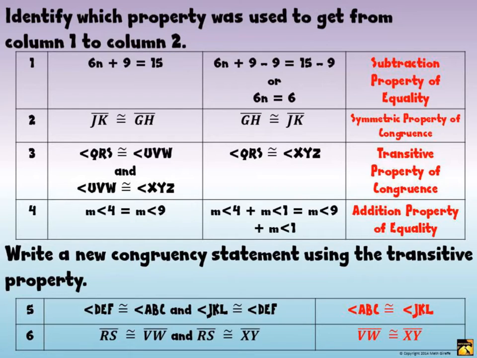All right, number 5, our new statement would be angle ABC is congruent to angle JKL. And for number 6, we have line segment VW is congruent to line segment XY.